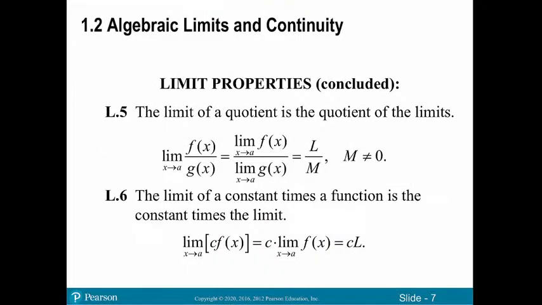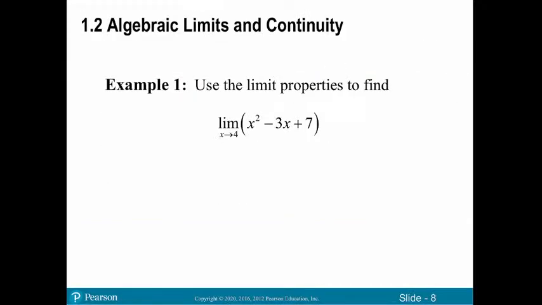The limit of a quotient is the quotient of the limits, provided that the bottom limit is not 0, right? Because we just don't want to divide by 0. The limit of a constant times a function is the constant times the limit, right? So here we have a constant times a function. The limit of the constant times a function, it's almost like we're pulling that c out. It's going to be the constant times the limit. So that's another technique or property that we have at our disposal.